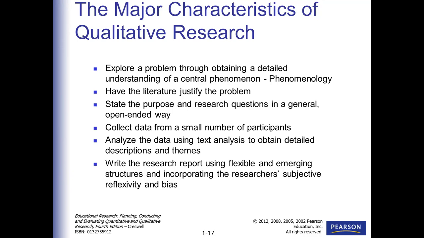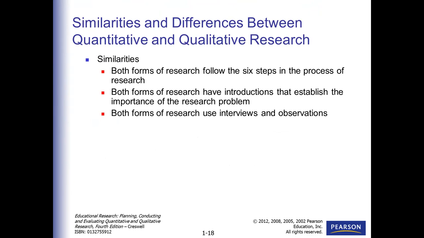What are the similarities and differences? The similarity between these two types of research is that they have the same research process, and they both have to have introductions and the importance of the research problem. Both forms of research use interviews and observations, which are a must. But in quantitative, we sometimes go for a questionnaire, which cannot be there in qualitative. If you want to go for a questionnaire in qualitative, it needs to be very open-ended, right? You need to leave blank space for the responses of the participants.